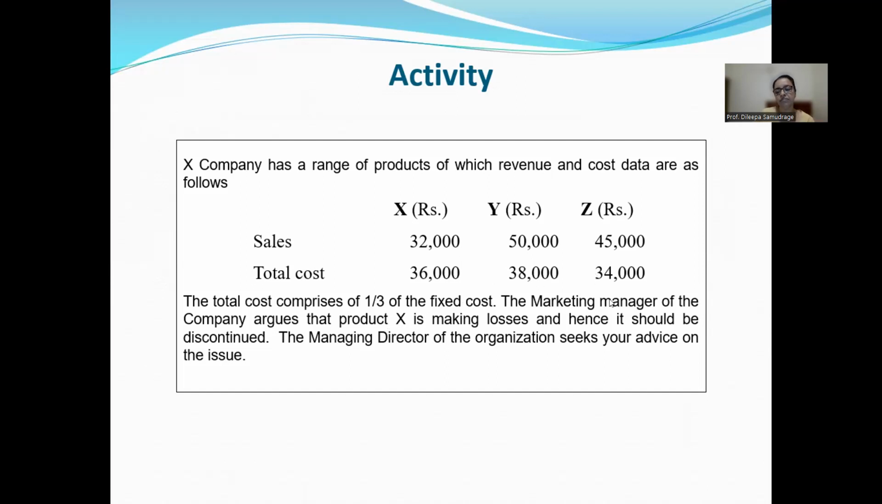The marketing manager of the company argues that product X is making losses, so you can see there is a 4,000 loss here, and hence it should be discontinued. The managing director of the organization seeks your advice on the issue. So it's very easy. You have to further analyze and tell whether this product gives you a contribution. If it does, you have to say no, we should not stop it, right? So let's look at the presentation of group number 3.